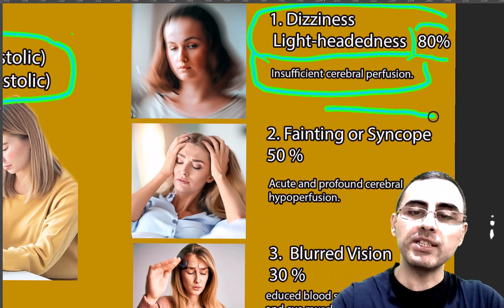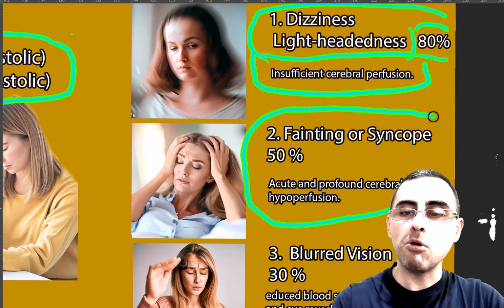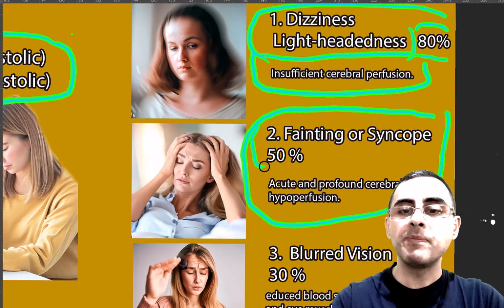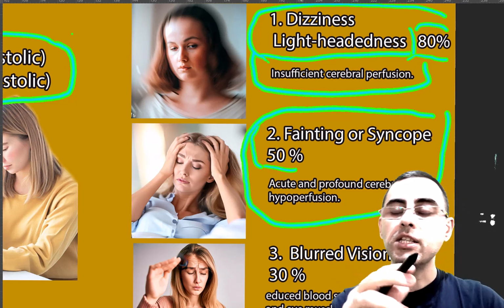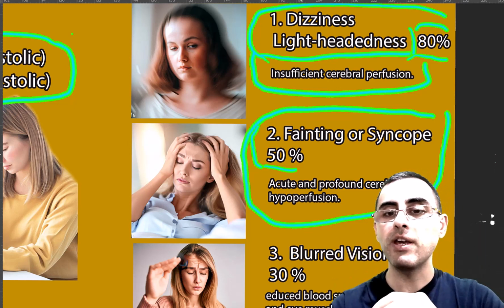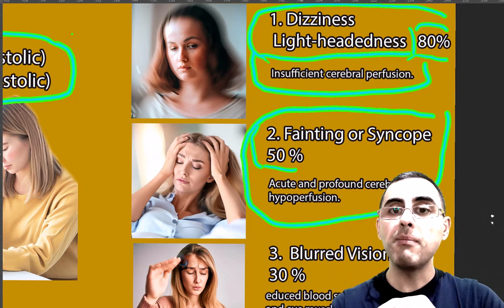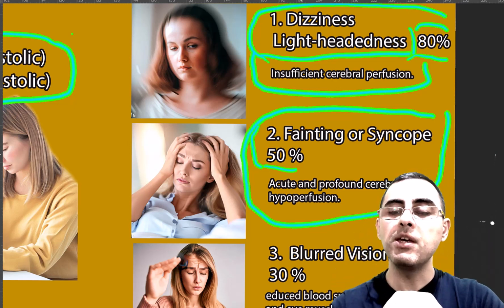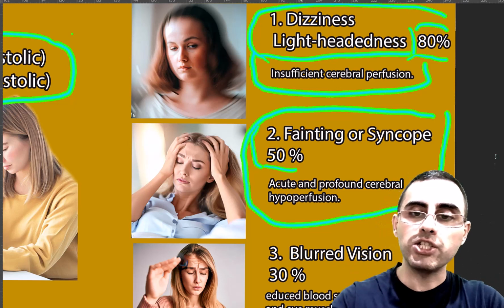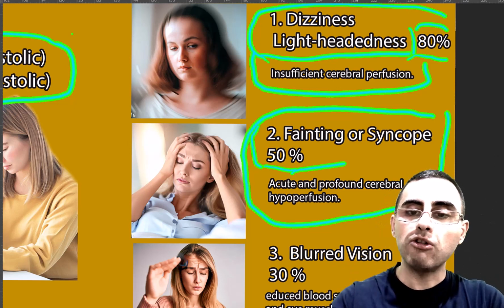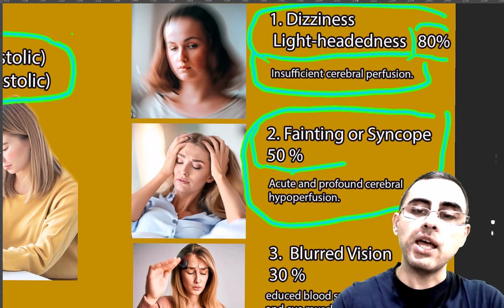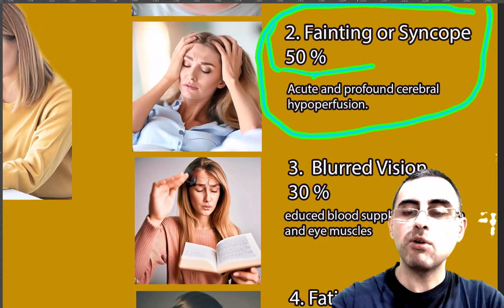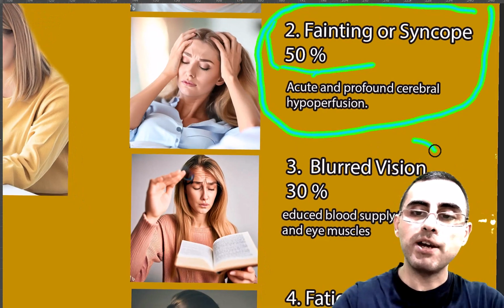The second important symptom is fainting, or syncope. It's common because a person who has hypotension will at least once experience syncope or a fainting-like condition, but it does not mean that he or she will feel syncope every time they have hypotension. It also occurs because of acute cerebral hypoperfusion.